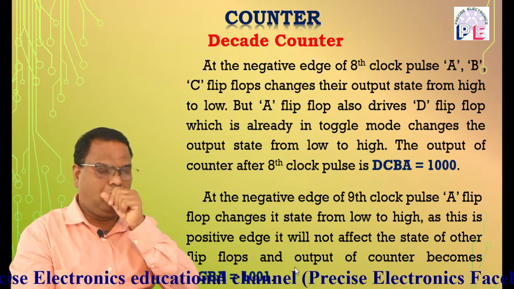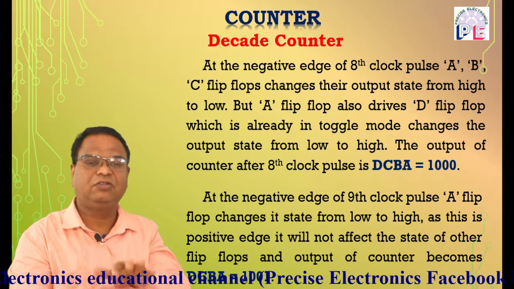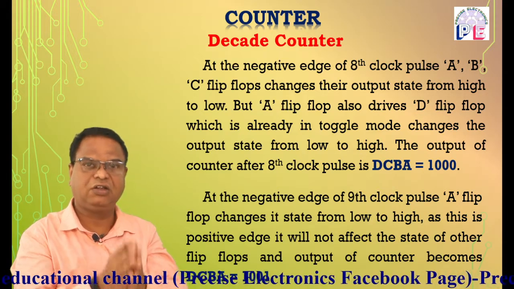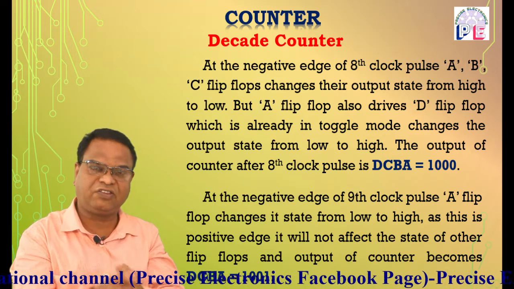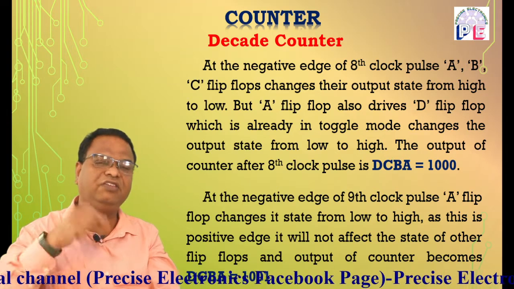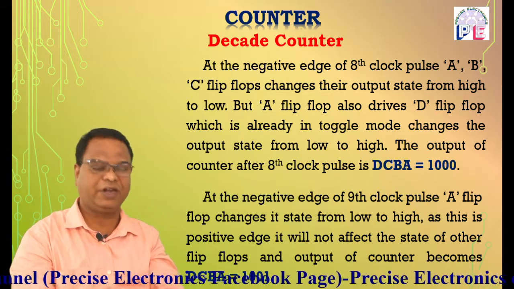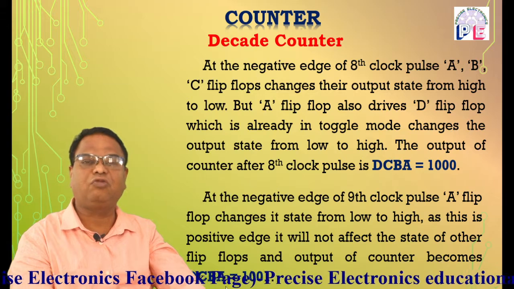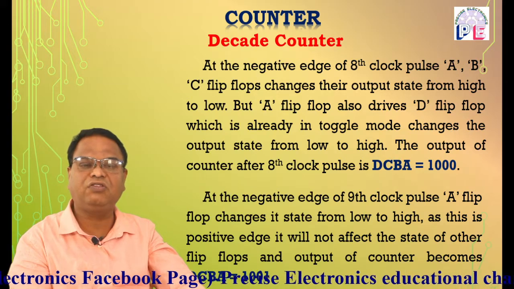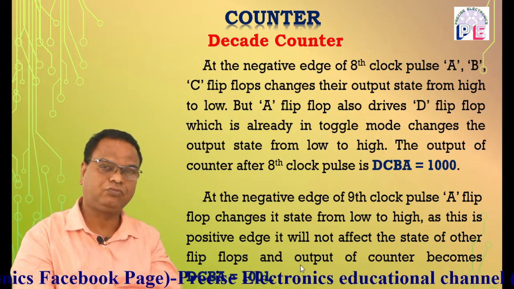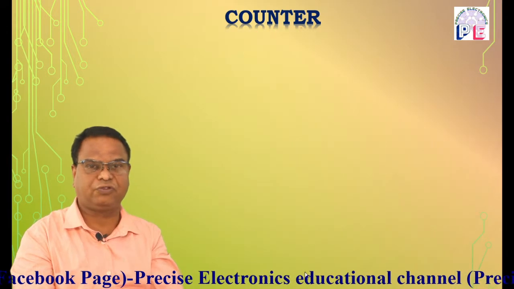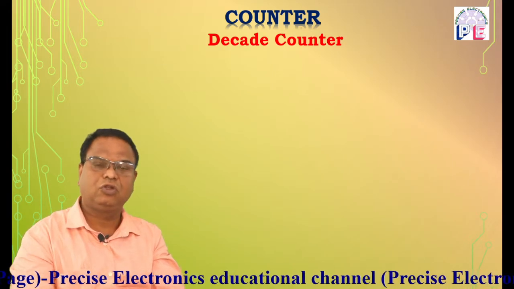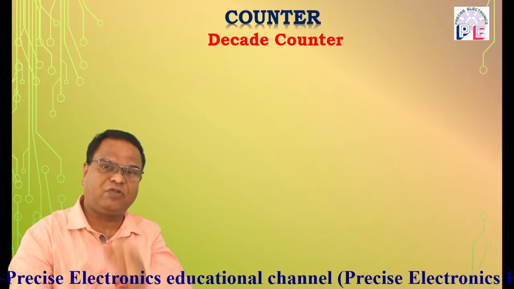The first flip-flop A changes state from 0 to 1. B remains in its last state, that is reset. C also remains reset. But D is in set mode. So the output of the counter at the end of the 9th clock pulse is DCBA equals 1001. The next pulse arrives at the negative edge of the 10th clock pulse. Once again, A changes state from 1 to 0.